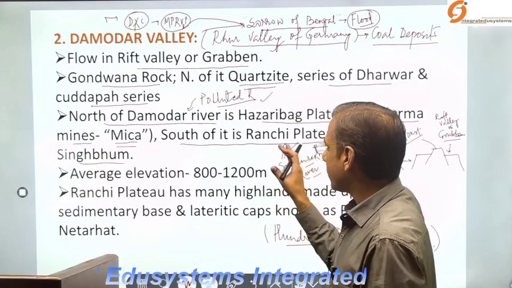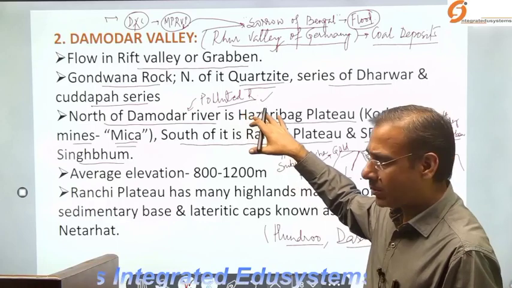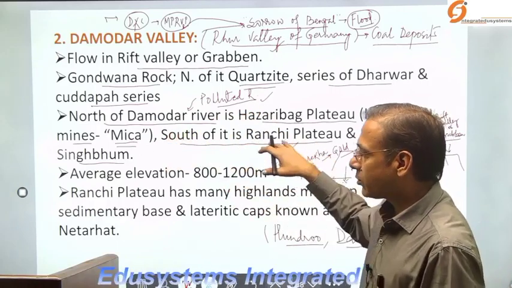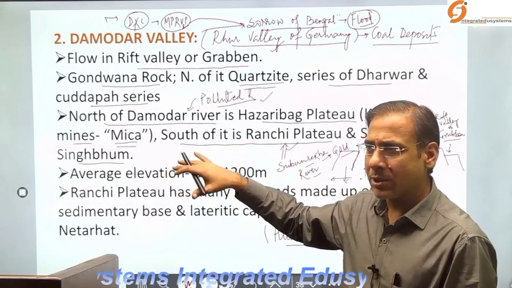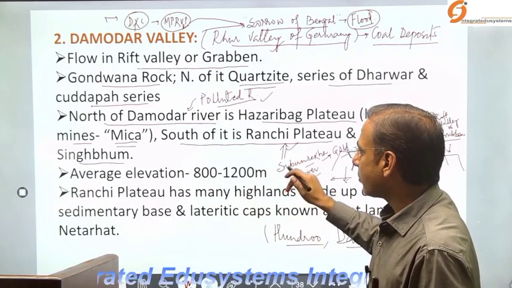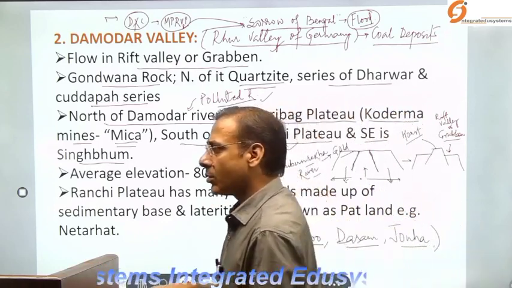Next, I told you about the Hazaribagh Plateau, its extension Koderma, famous for the mica belt. Then I told you about the Ranchi Plateau, where sedimentary and metamorphic rock is largely present in this region, and the Suvarnrekha River, whose picturesque waterfall I had discussed.